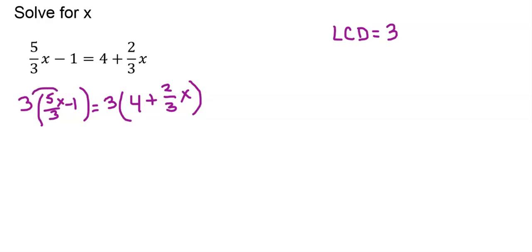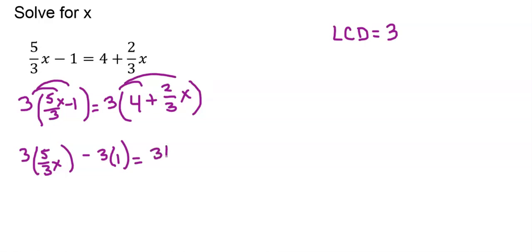We're going to need to distribute this 3. So we will have to multiply the 3 times the 5/3 x. We'll have to multiply the 3 times the 1. And then on the right side, we'll have to distribute. So we'll have to multiply the 3 times the 4 and the 3 times the 2/3 x. Now what I'd like you to notice is that at this step, what this looks like is every term that we started with being multiplied by the least common denominator.